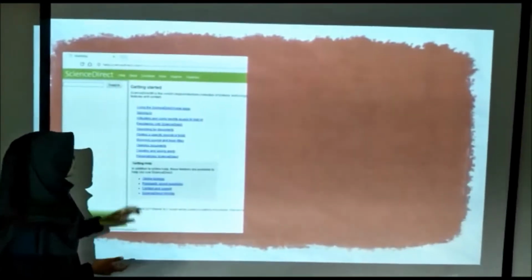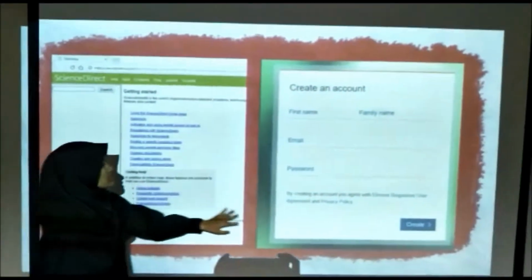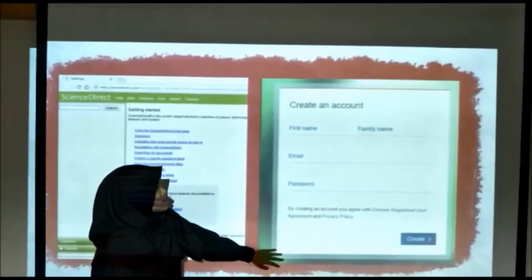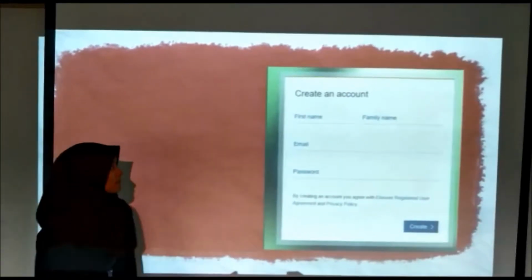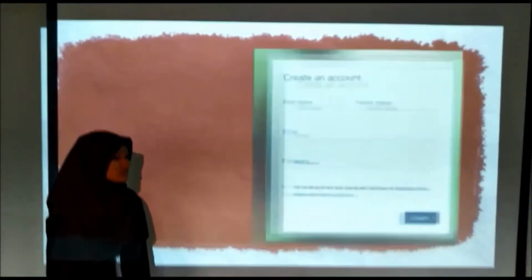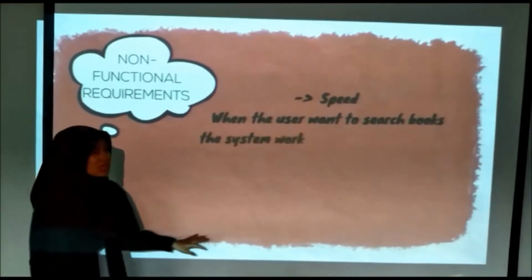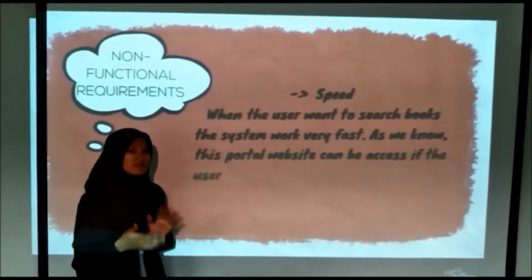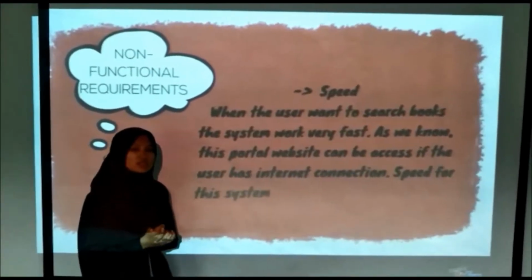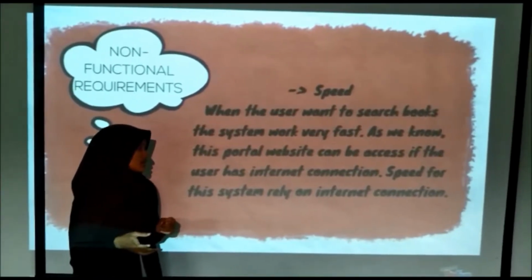This is the online help function. An example for the online help function is the register account. The user can create their own account with this function. The non-functional requirement is speed. When the user wants to search for a book, the system works very fast. As we know, this portal website also depends on the internet connection.